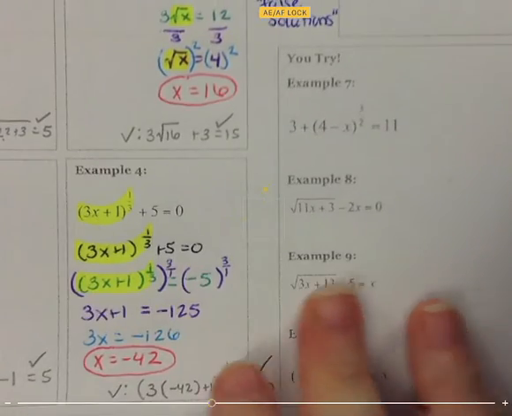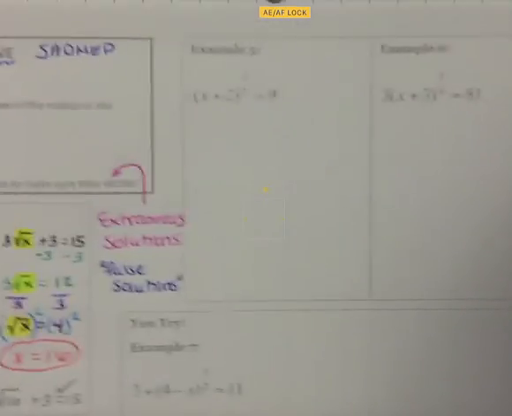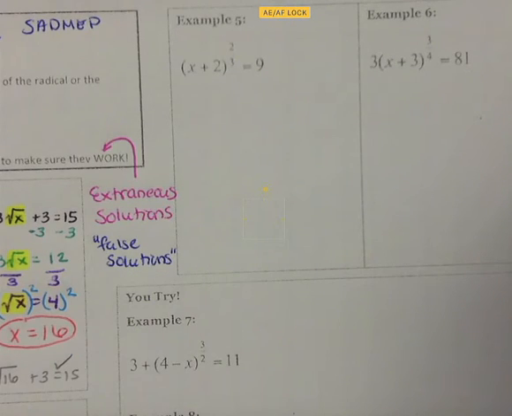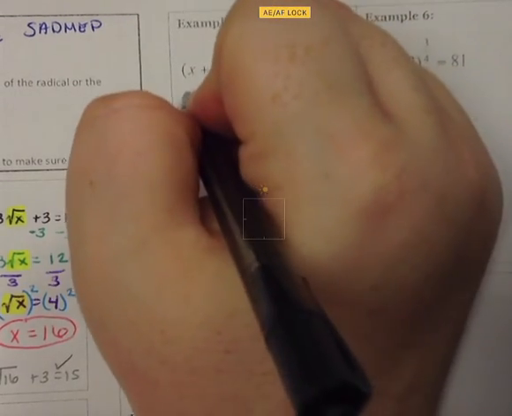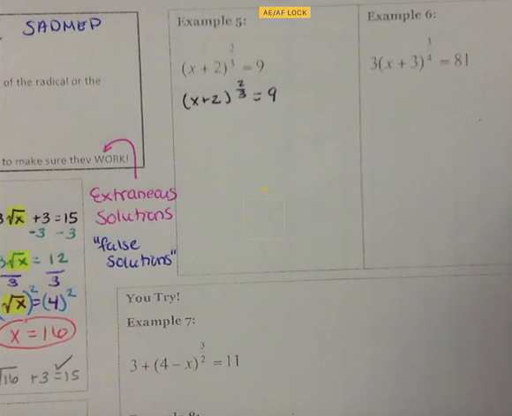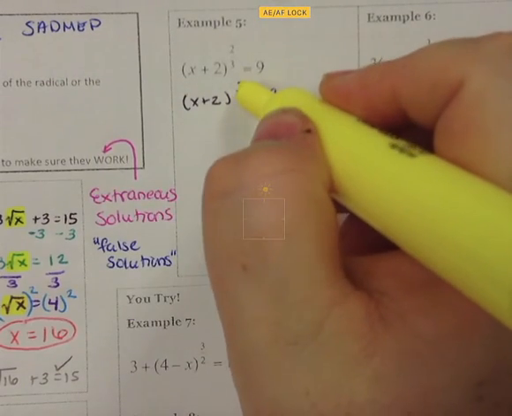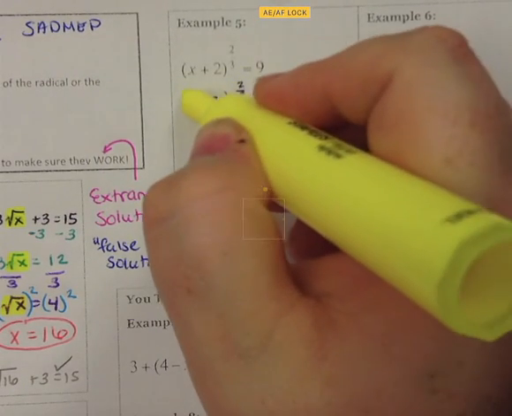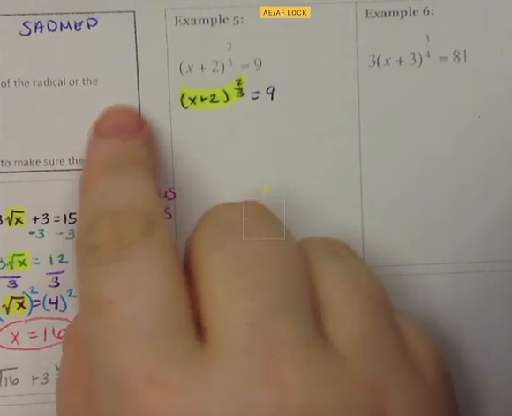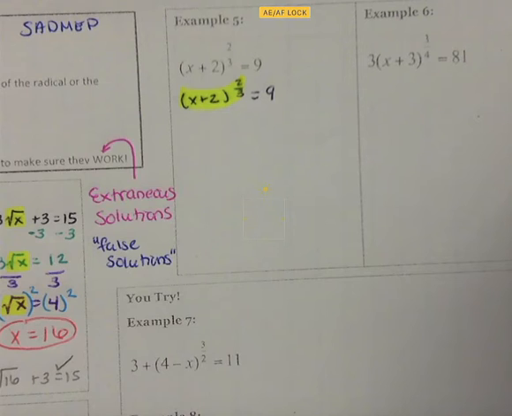I'm going to go to example 5 as well. Example 5. So I'm going to rewrite the problem. x plus 2 raised to the 2/3 equals 9. I'm going to highlight either the radical or the exponent. The 2/3 is our exponent, and it's attached to the parentheses. So everything in the parentheses gets highlighted with it. Now there's nothing on the left or the right of it, so that means I can go ahead and go to step 2. And that says to raise everything to the power of the radical or the reciprocal.